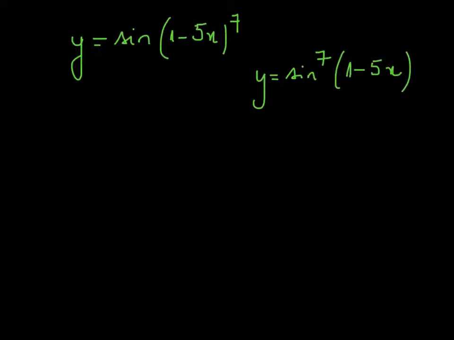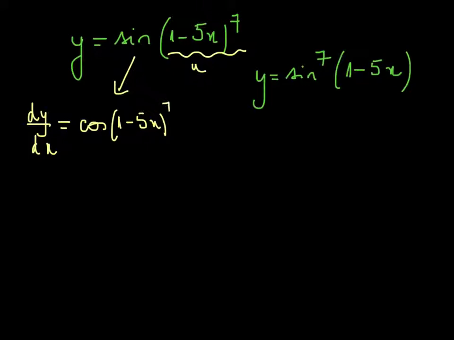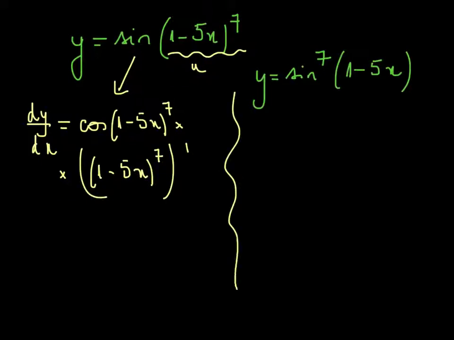So in the first case, dy by dx, we use the formula for sine u, where this one is your u. The derivative of sine u is cos of u times the derivative of u. And now here, in order to find the last derivative, we need to apply again the chain rule. So I'm going to start with this one. Chain rule: u to the power of 7.